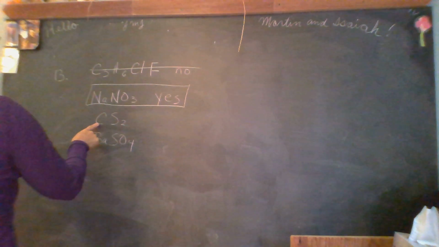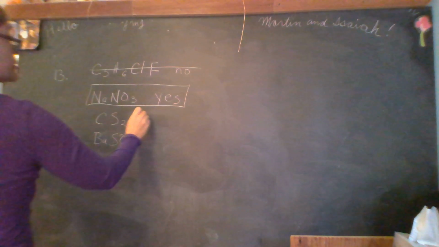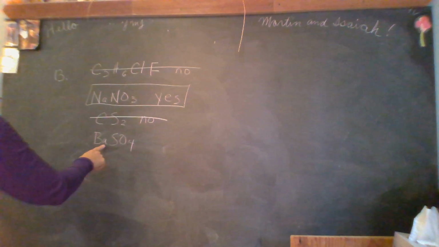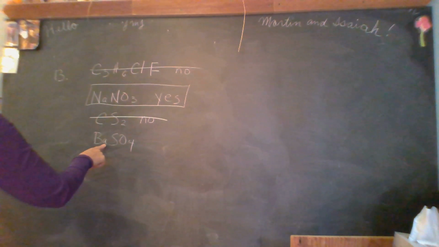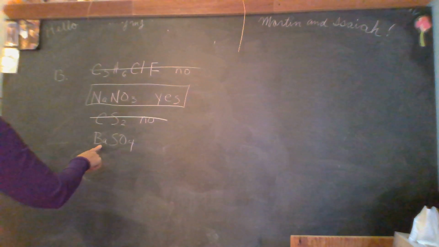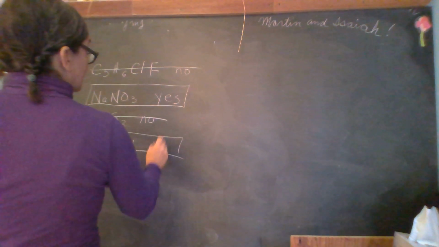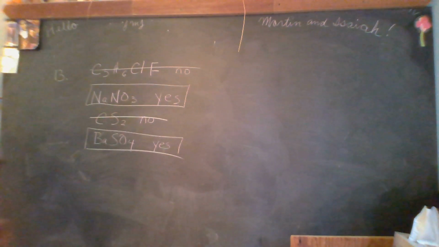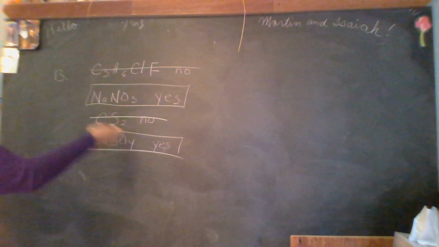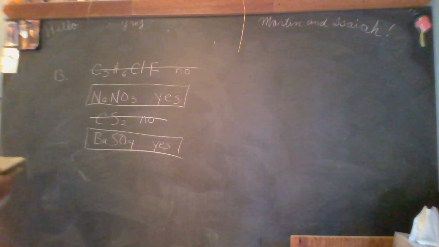Here is carbon, and this is sulfur. Both of those are not metals. No, this will not conduct electricity. This is BaSO4. Ba is barium, sulfur, oxygen. This is a metal, therefore it is ionic, therefore it will conduct electricity when dissolved in water, yes. So of these 4 compounds, this one and this one, sodium nitrate and barium sulfate, will conduct.